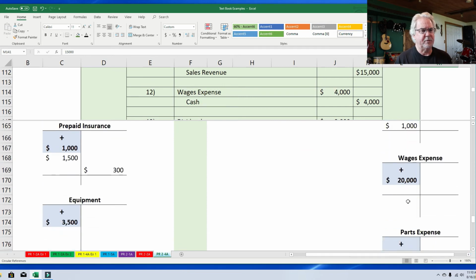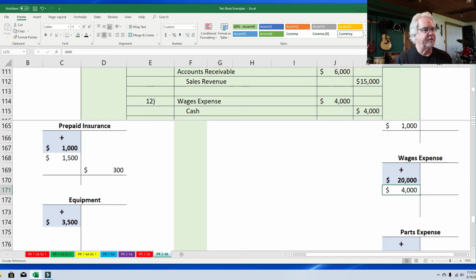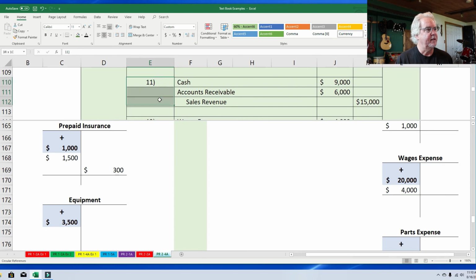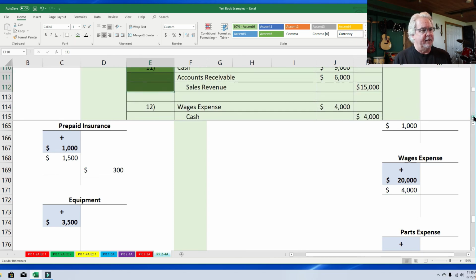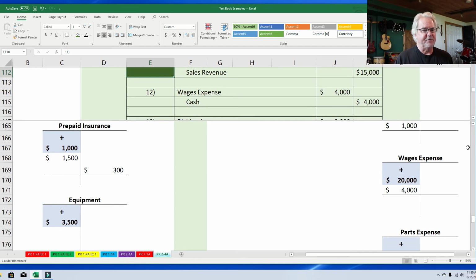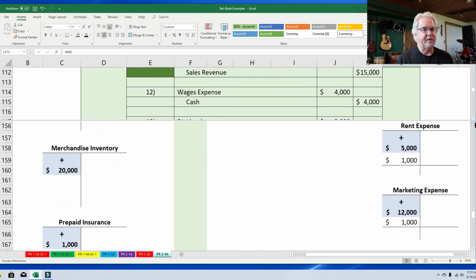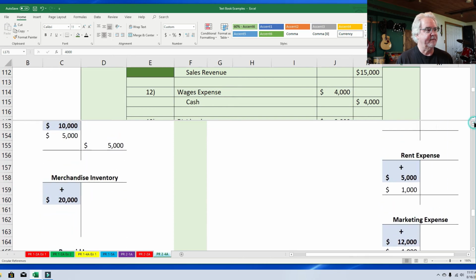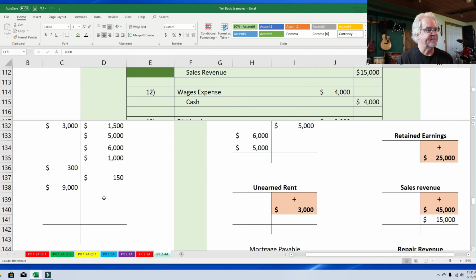Wages expense. Here we go. $4,000. Oh, and I forgot to mark off that transaction. I got that all done. Transaction 12, there's the wages expense, $4,000. And cash is being spent for $4,000. Cash is on the right, so I'll put cash on the right. Doesn't matter where on the right, just so it's on the right.